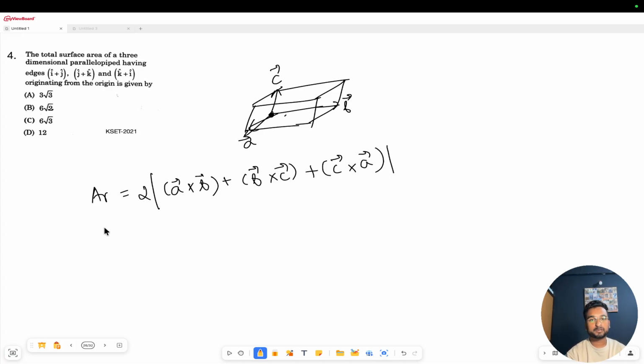If you calculate this, should I calculate this or not? Let us calculate A cross B now. I will put the total aside for a moment.